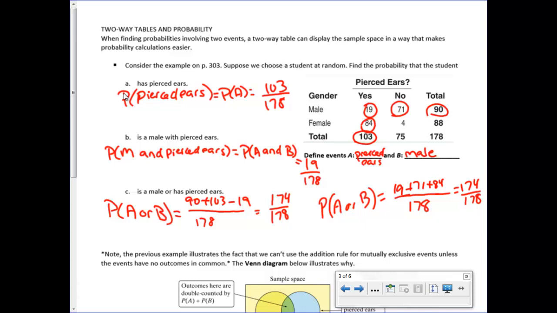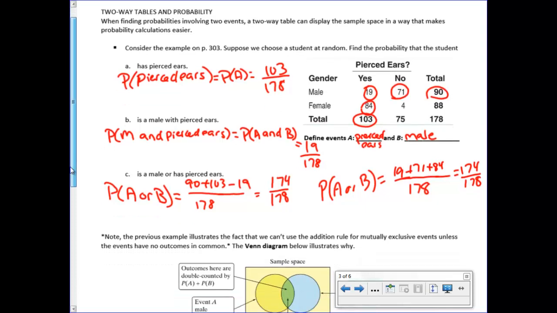Okay, that's just the gist of a two-way table and how we can find probabilities there. And Tyler's like, couldn't we just take this 4 and subtract it from the total? Yeah, because these people do not have pierced ears, and they're female, and that's not what I'm asking. That's like the complement of it. So you could go 1 minus that 4 and get your answer that way too.